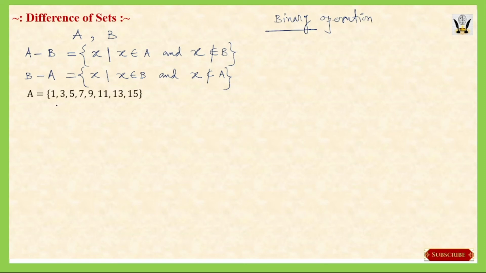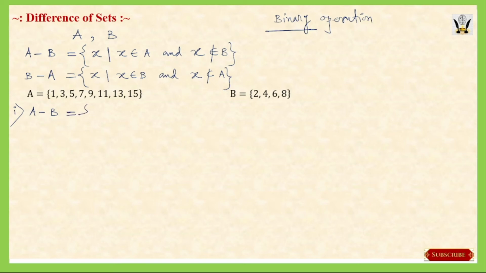Now here in set A we again have 8 elements, and in set B we have 4 elements. Since these two sets are the same sets that we considered in previous cases, we know that there is no common element, all the elements are different. So when we perform the difference, first we are taking the difference of B from A.